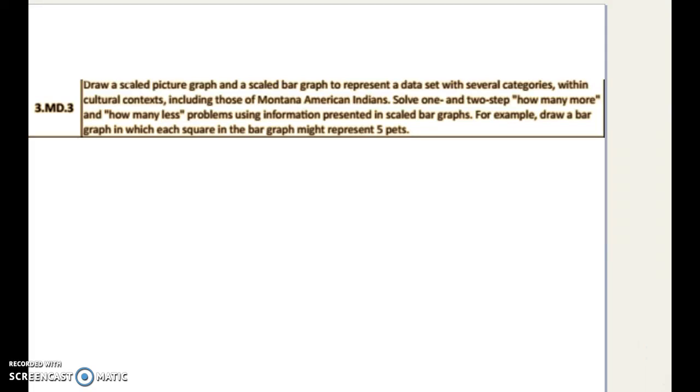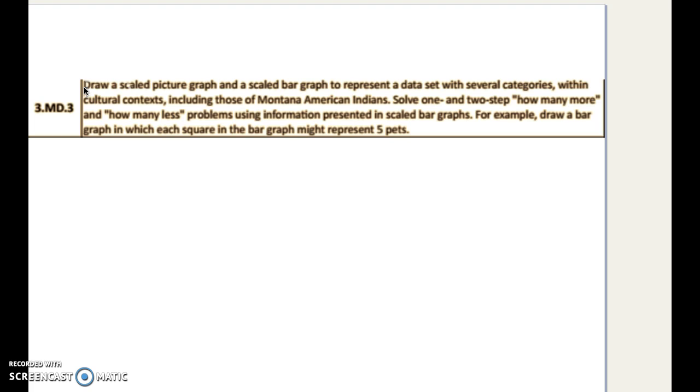Hey friends, so we need to talk about one of the things that we need to accomplish in third grade this year: drawing a scaled picture graph. I'm going to just read this standard. This is a standard that tells the teachers what students must be able to do to move on to fourth grade. And this is something I feel like I haven't worked on nearly as much as I should have. So I'm going to make this a bit of a priority to make sure that you have the skills you need by the end of this year.